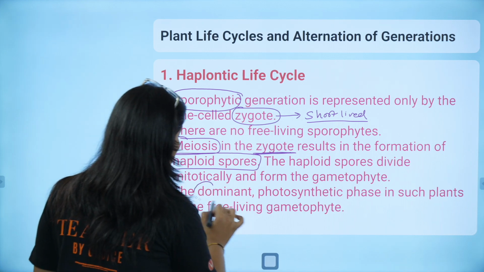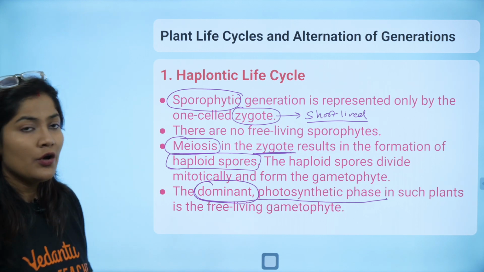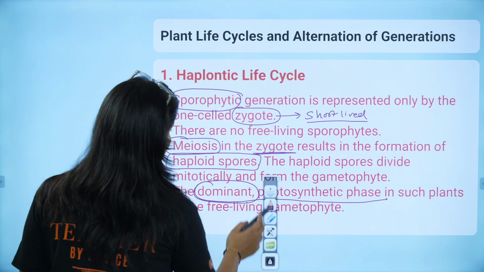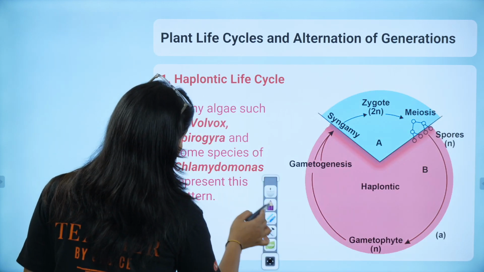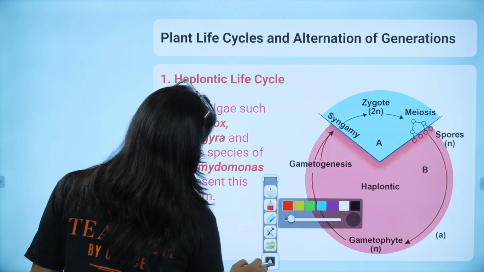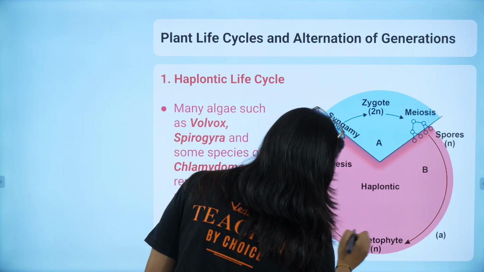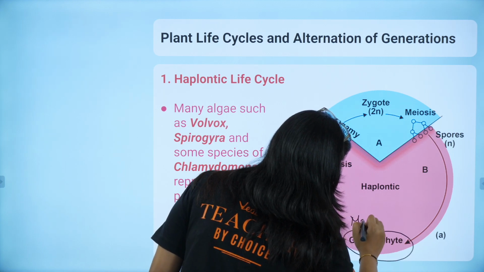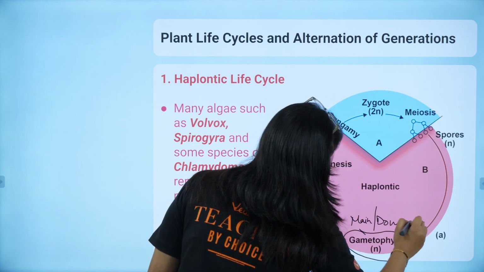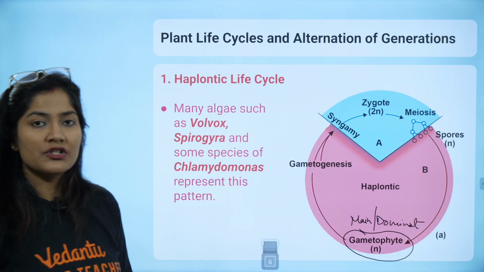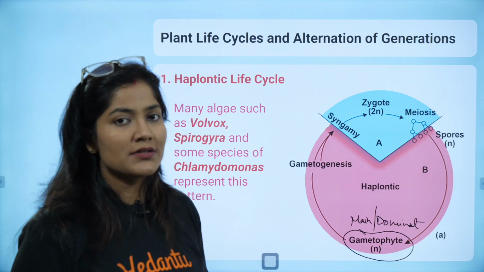So we call it the main or the dominant photosynthetic phase, right? It is the main or photosynthetic phase which is free living. So how the diagram is going to look, this is how the diagram is for your haplontic life cycle. In your haplontic life cycle, the main plant body is a gametophyte, right? This is the main, or we can call it the dominant plant body. This dominant plant body is going to perform all the function. It is going to show photosynthesis, it is going to do everything that a plant body is supposed to do.